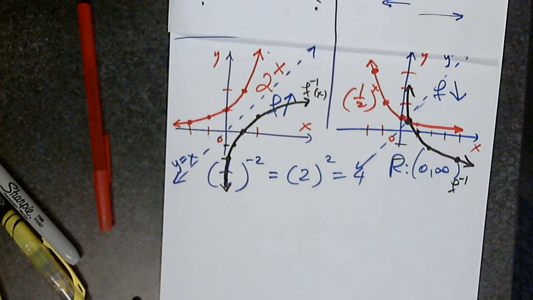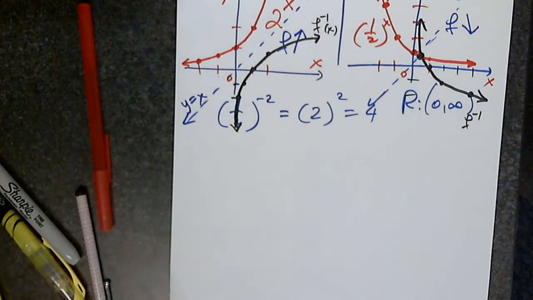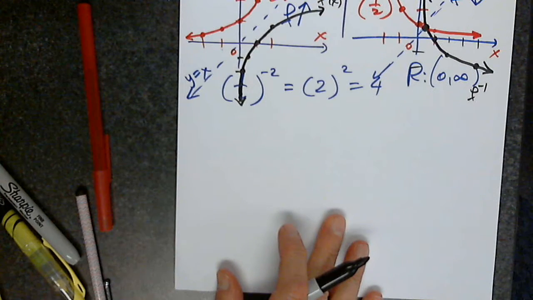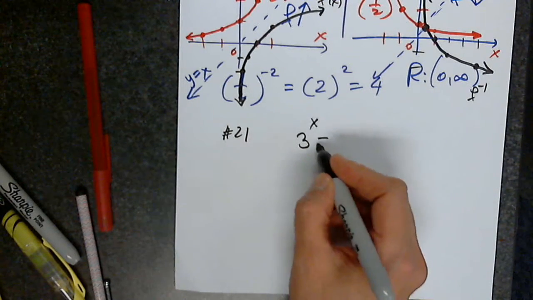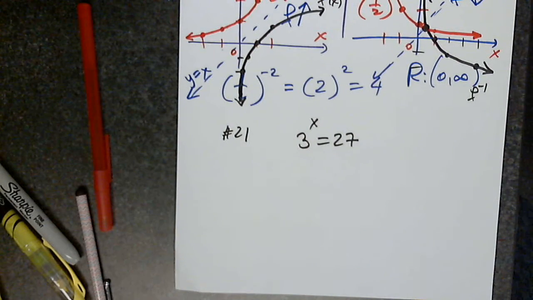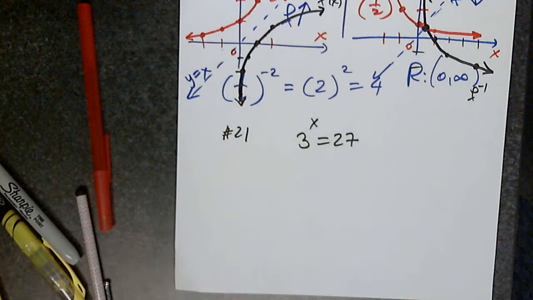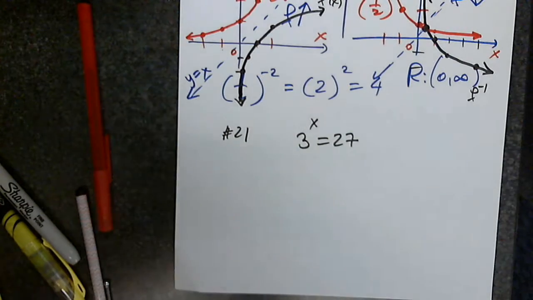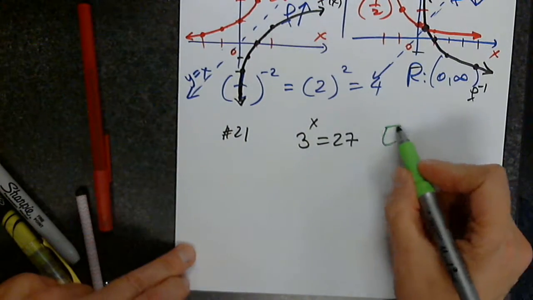Okay, I would like to look at a couple of equations and a word problem and then we'll stop. Page 736, problem 21. 3 to the x equals 27. This is what type of equation? It's not quadratic, it's not linear, it's not absolute value. It's exponential, thank you. Why? Because the variable in this equation is the exponent. Very good. It's an exponential.